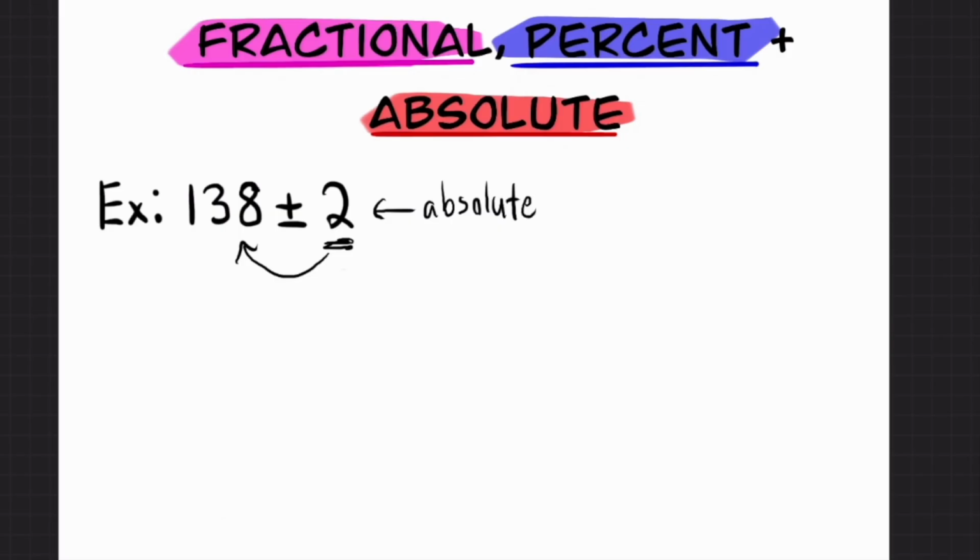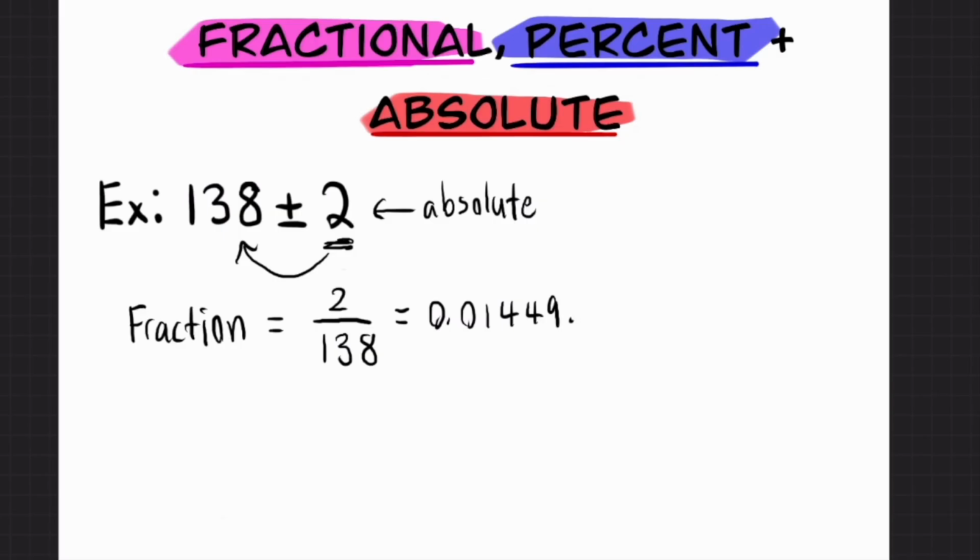So how do you find fraction? Well, per its name, you would find the fractional value of this. So you would take your absolute and divide it by your value, which is 138. A really important thing is you don't want to keep it as a fraction, you do want it as a decimal. So putting this in my calculator, I get 0.01449. I'll just round this to one significant figure just for convenience sake. And percent is really easy. Once you know the fractional, you just multiply it by 100.